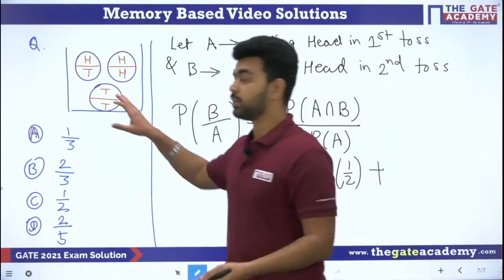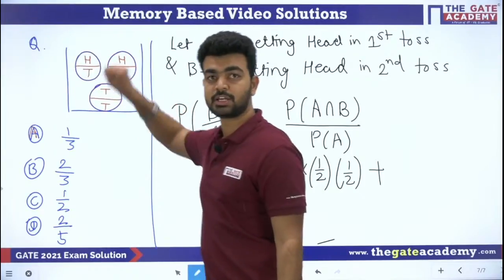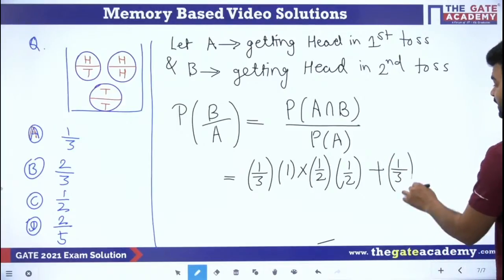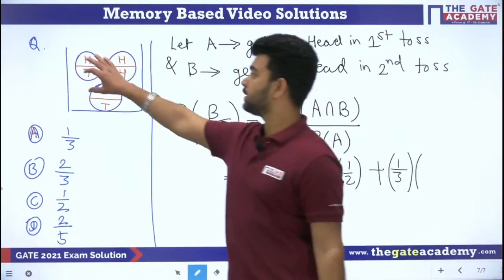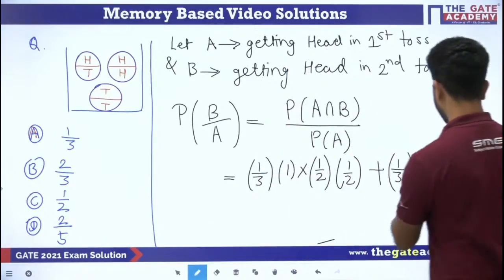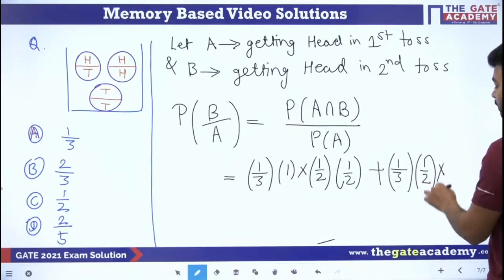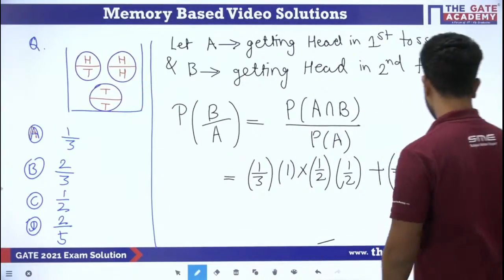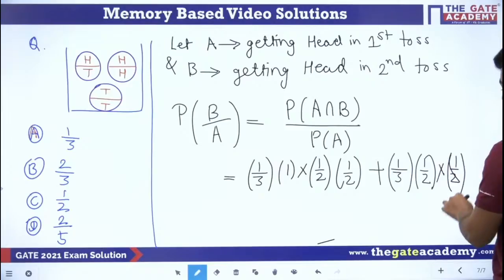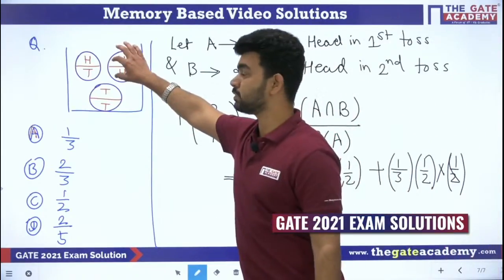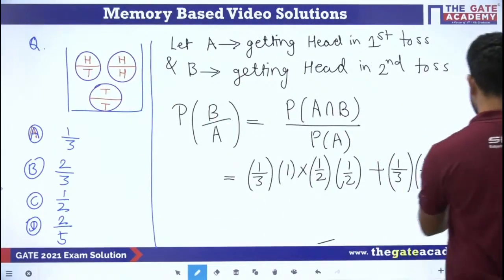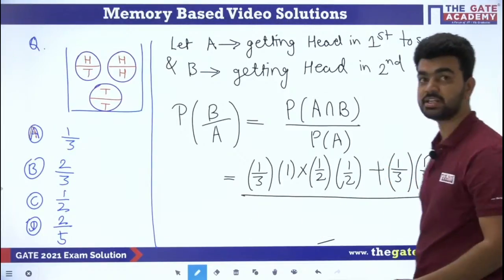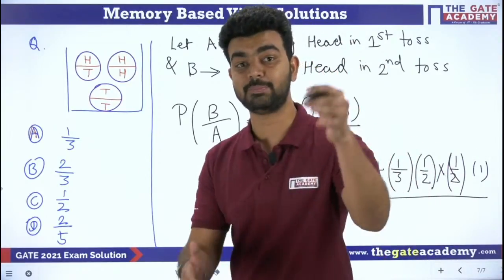Second, it may happen that in the first time this coin is selected, so the probability of selecting that one is 1 by 3. Right? In that, now if I have selected this one, getting head in this coin is 1 by 2. Now the remaining 2 coins are these. In this, what is the probability of any one getting selected? That is 1 by 2. And then getting head, suppose this is the coin, then getting head is 1. Right? So this is 1. Now this is the A intersection B, the whole thing where A and B both are happening simultaneously.